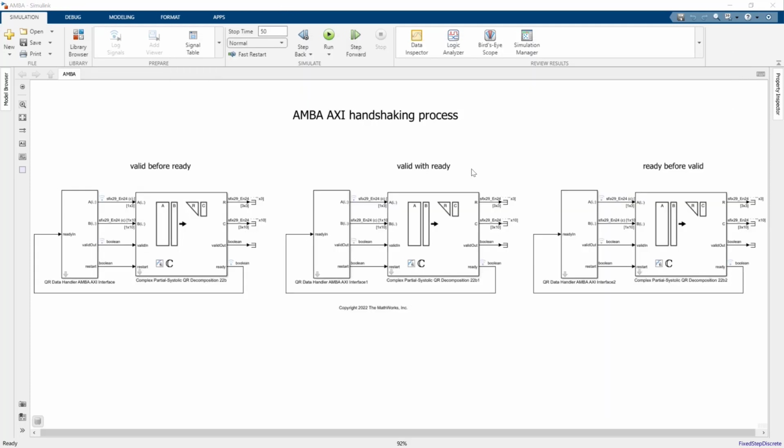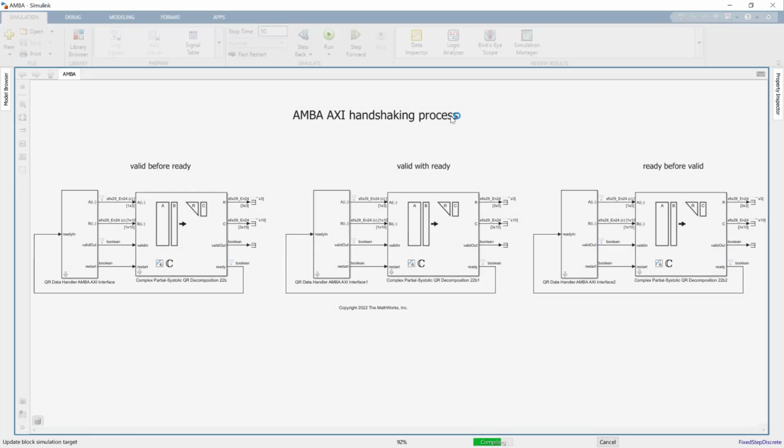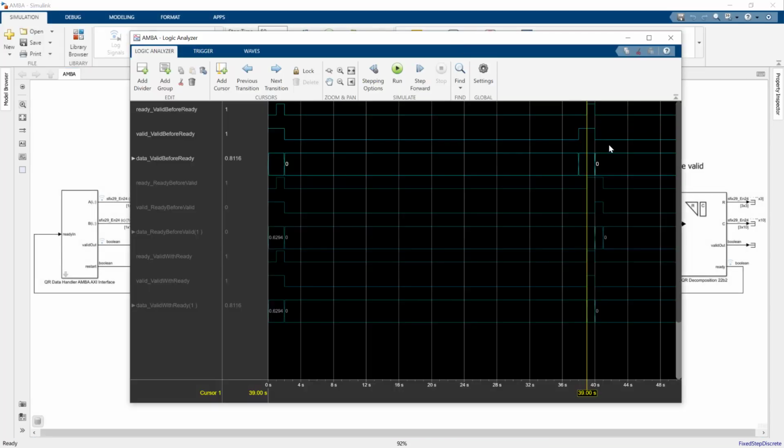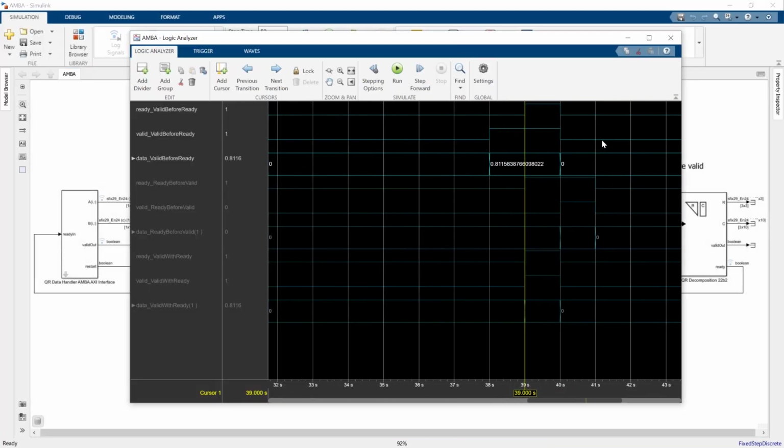The second enhancement for this block set is that we adopt the AMBA AXI handshaking protocol for all our QR and matrix solve blocks in Fixed-Point Designer toolbox. Briefly speaking, in this protocol, the upstream and downstream blocks acknowledge the data transaction when both the ready and valid signals are asserted. This example covers three common use cases: valid before ready, valid with ready, and ready before valid. We can run the simulation, bring up the logic analyzer, and zoom into the data transaction part.